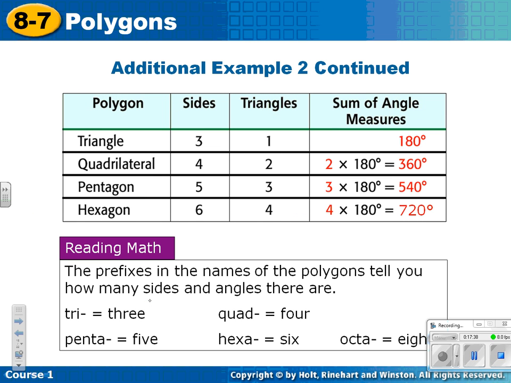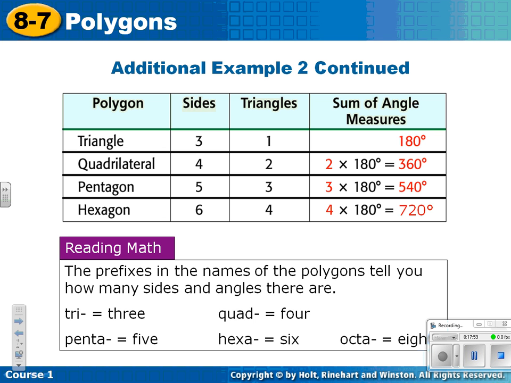Now, let's look at our chart. Triangle has 3 sides. Quadrilateral has 4. Pentagon has 5. Hexagon has 6. The number of triangles you can break it up into is 1, 2, 3, 4. Obviously, you can only break a triangle into one triangle.